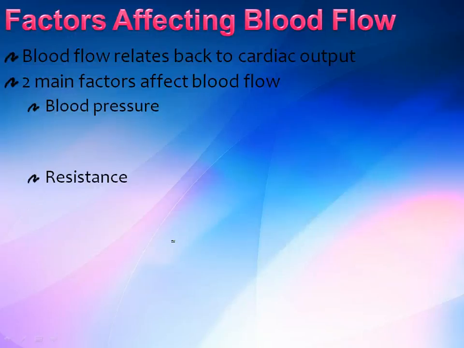Well, finally, let's talk about how we direct the blood to flow to different areas. The idea here with factors affecting blood flow is that different tissues need different amounts of blood. When you're running a marathon, you're going to need a lot more blood flowing to your legs than you would if you're sitting on the couch. So how do we direct blood flow? How do we control where it goes? Well, we control blood flow via two factors.